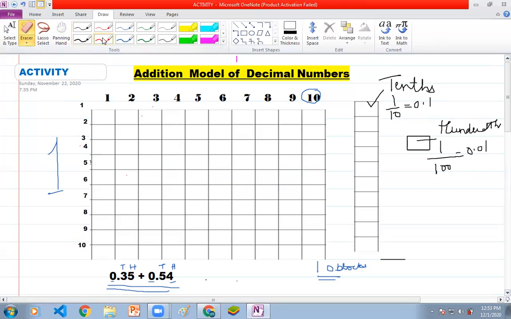I have to add 0.35 first. For it, firstly you have to represent the number, then add it together, then we will get the answer. So 0.35 is there. How many tenths are there? 3 tenths, right? We have to read the digit which is on the place. 3 is on the tenths place. So to shade the tenths place, I have to take columns. How many columns am I going to take? 3 columns I'm going to shade. 1, 2, 3. So you have to shade 3 columns.